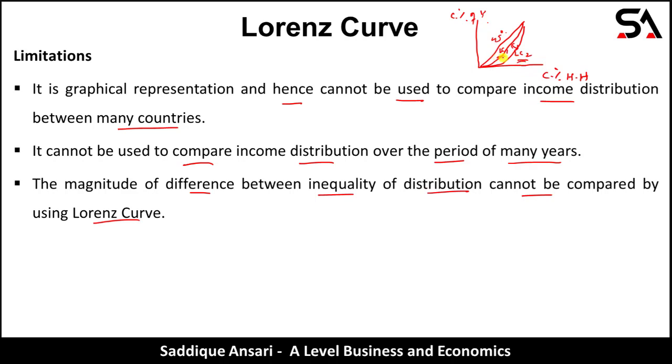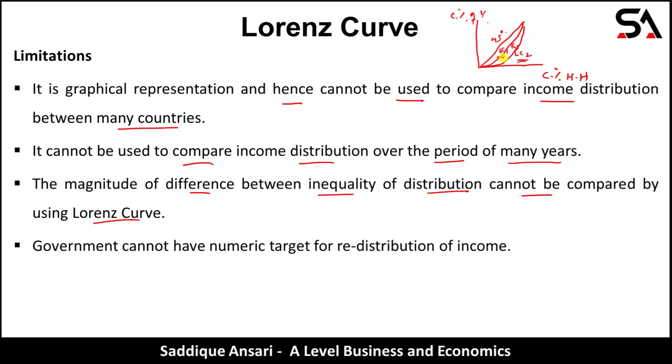So magnitude of difference cannot be compared by using Lorenz curve because it is not a numerical value. If Lorenz curve is used for measuring income inequality, then government cannot have a numeric target for redistribution of income. So these are the limitations of Lorenz curve.